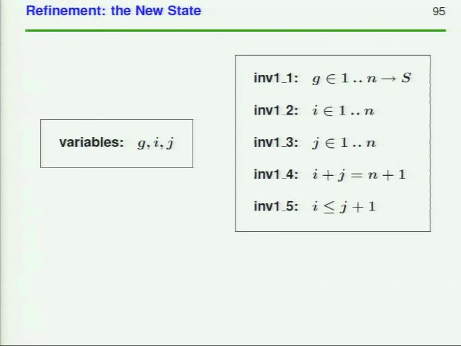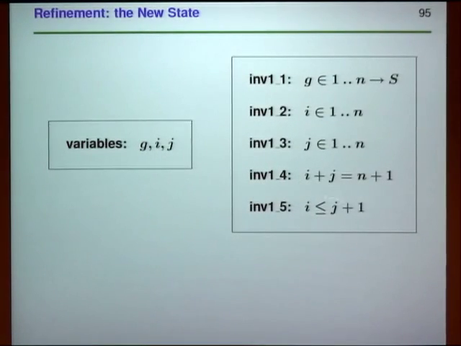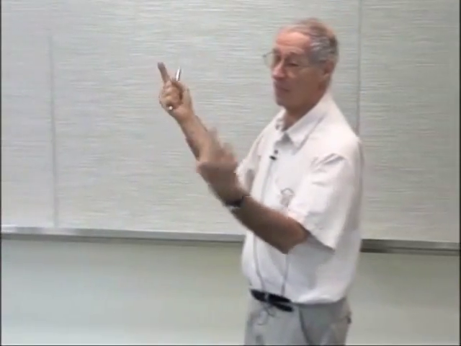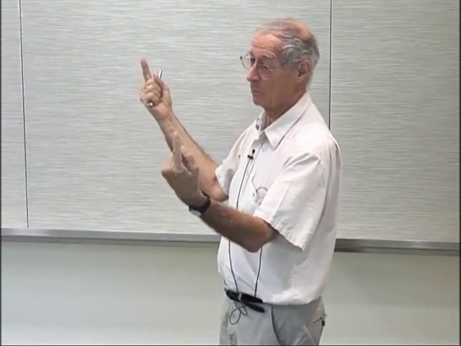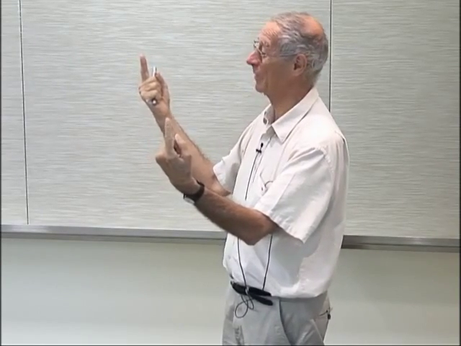So here are the elements of the invariant, the definition of i and j, and i and j have a certain relation: i plus j is n plus 1. Initially 1 and n, so n plus 1, and then one is moving one step up and the other one step down. So their sum remains the same, of course. So i plus j is n plus 1.